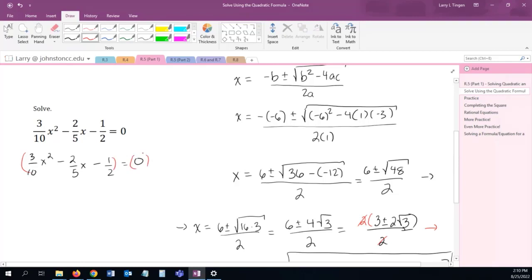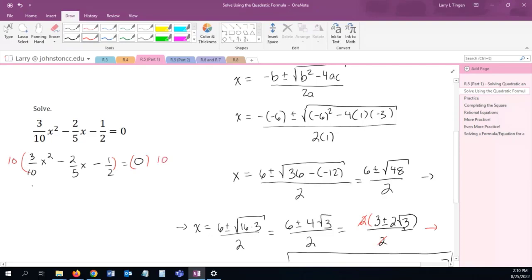Multiply both sides by the least common denominator, right? Yep, Andrew's got it. It's 10, right? So the smallest number that all three denominators go into, 2, 5, and 10, they all go into 10. Multiply left and right by 10.